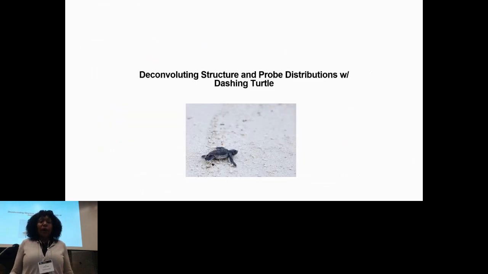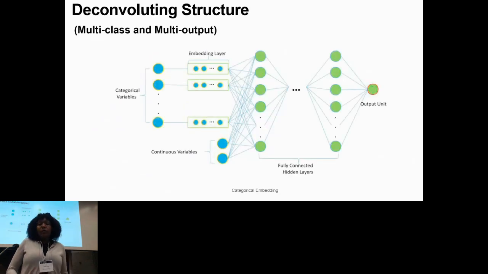And so finally, we wish to pair our generated probabilities to a broader understanding of the structure and accessibility of the RNA. So I call this deconvoluting the structure and probe distributions with Dashing Turtle. So we created a supervised method using a 3-layer feed-forward network with a category embedding of k-mers using the signal analysis features and categorical cross-entropy to generate probabilities for class membership just in our supervised data sets or for our controls.